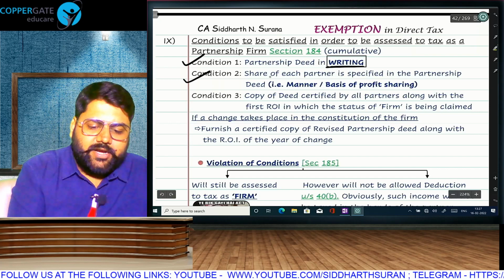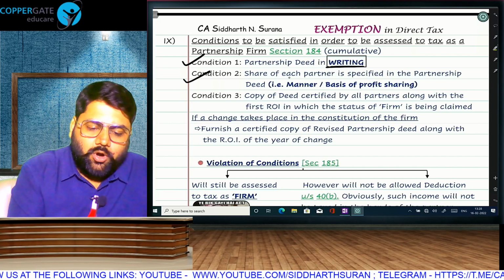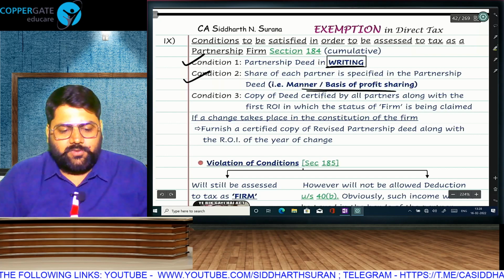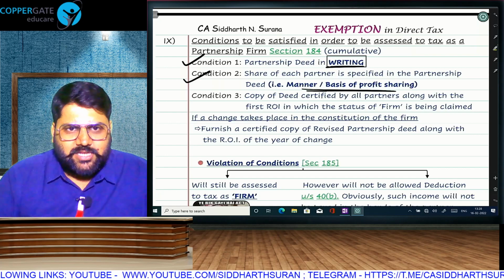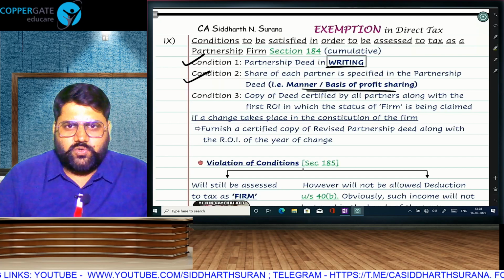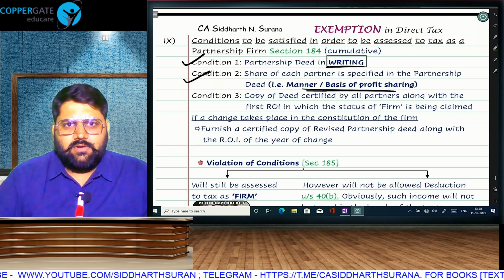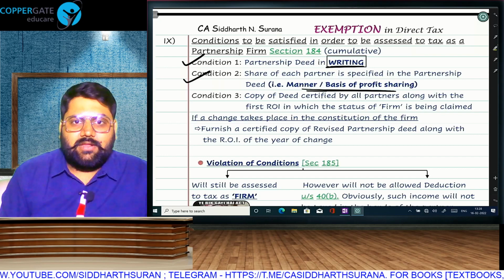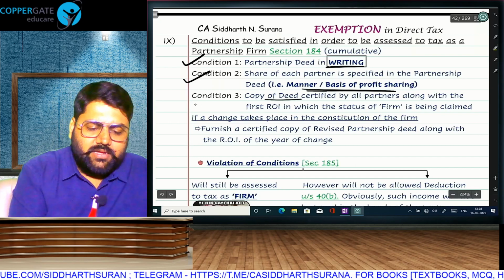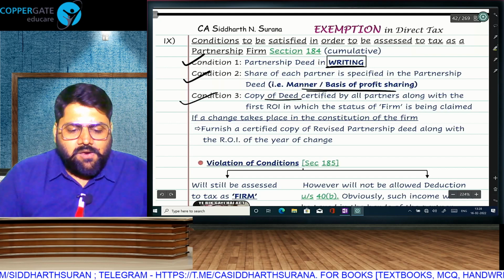Condition 2, the deed should contain the manner of sharing profit, the basis of sharing profit. It can be in percentage, 60-40. It can be in ratio, 2:1. It can be fixed amounts. Every partner will get 5 lakh share of profit every year. But there has to be some basis, some manner of sharing profit, and a copy of the deed shall be submitted along with the first ROI.